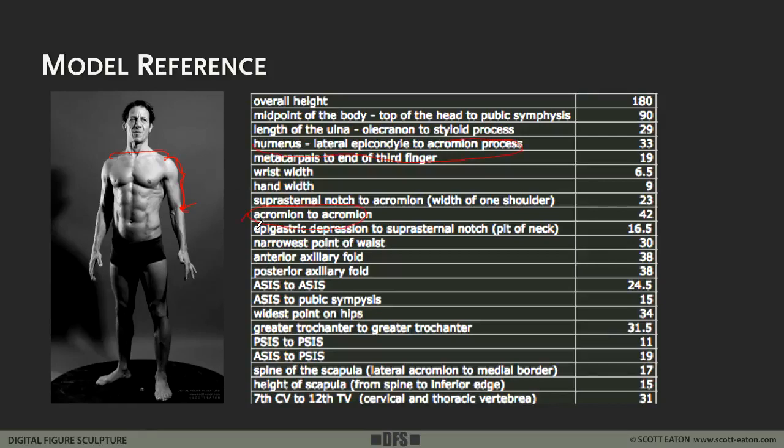So I've taken all these measurements for you, and there's about 35 for the bodies and about 25 for the heads. Each model that's going to be in the repository will have a corresponding model sheet with their measurements.